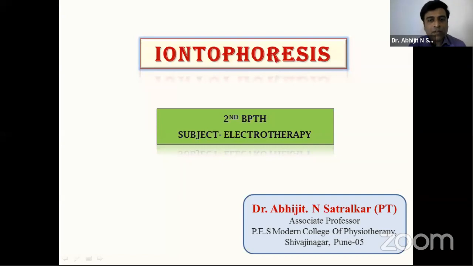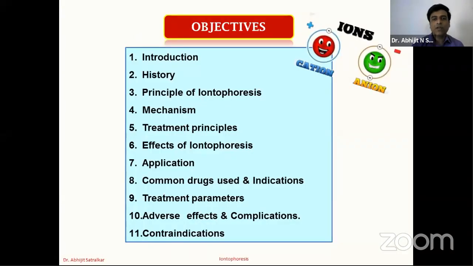So today what we are going to learn is, we are going to see in brief what is iontophoresis, its histological background, principle of iontophoresis, mechanism, treatment principles, effects of iontophoresis, application, common drugs used and indications, treatment parameters, adverse effects and complications, and its contraindications.